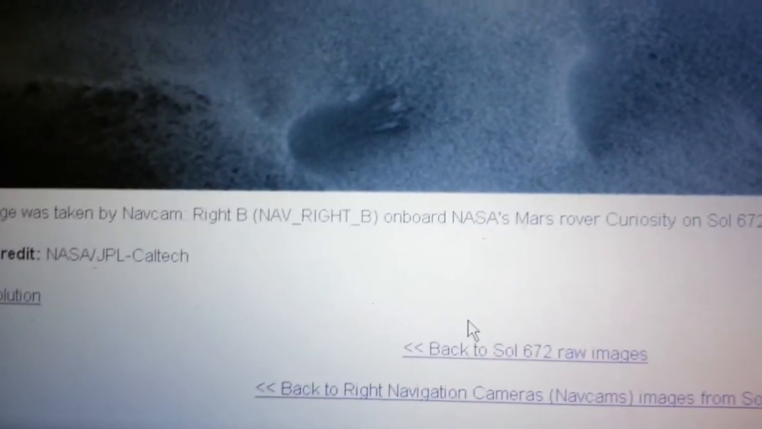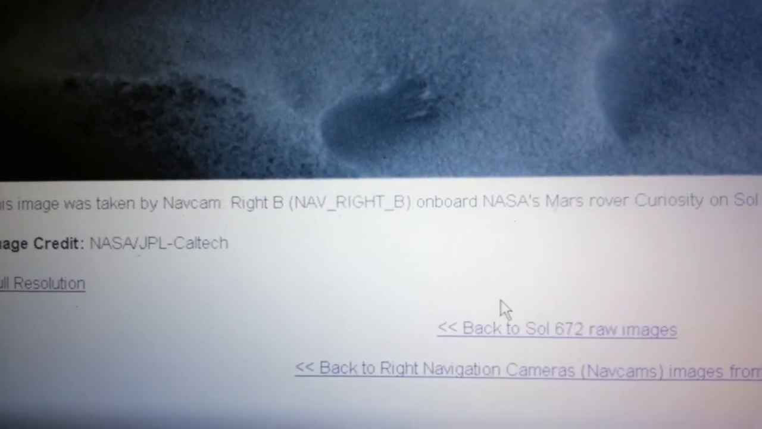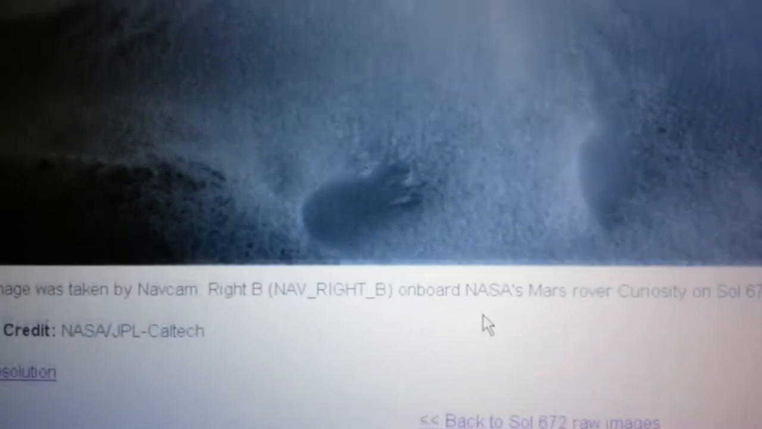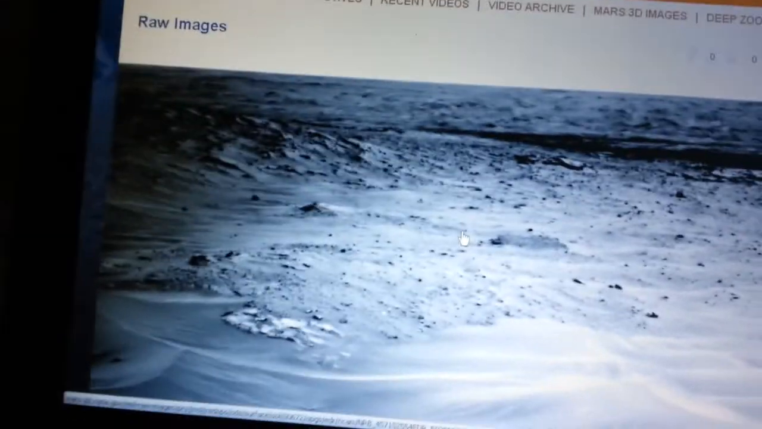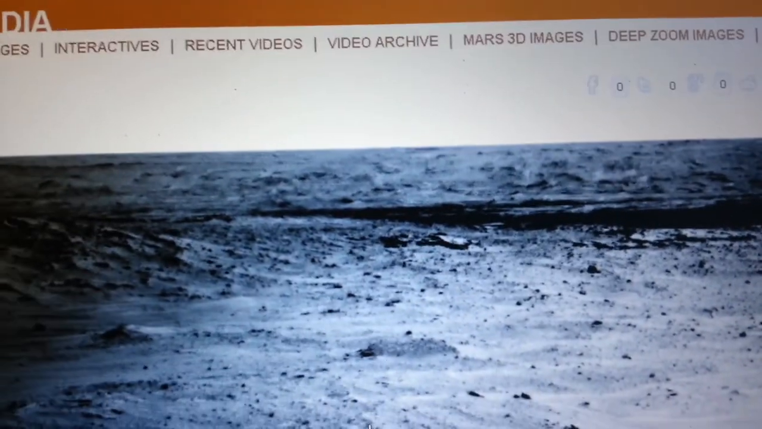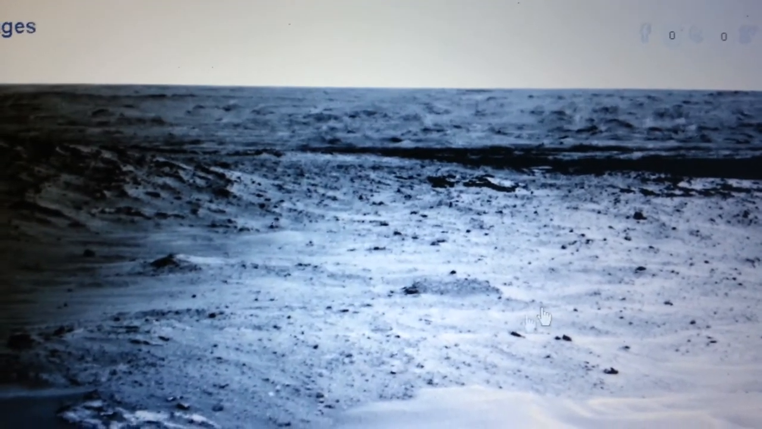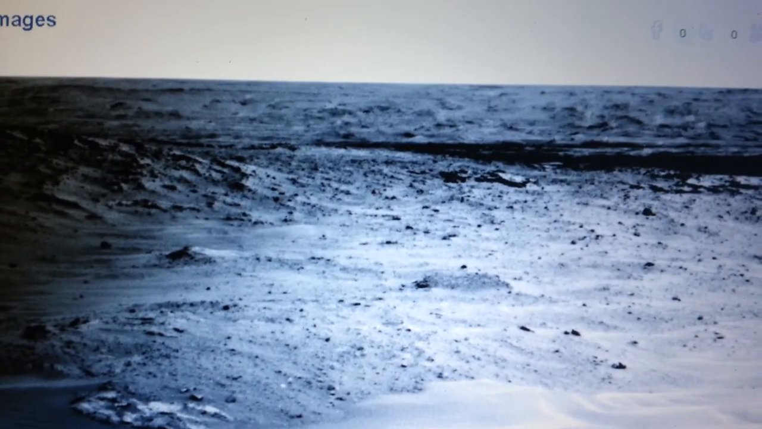This is a picture. As always, I give you all the links. It's in Sol 672, nav cam right, B. This is what we're going to be looking at now. I could care less about anything in the foreground here. I mean, there's a lot of stuff here, but that's not what I'm interested in.